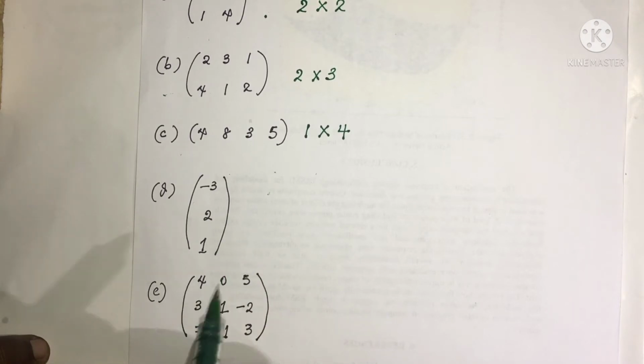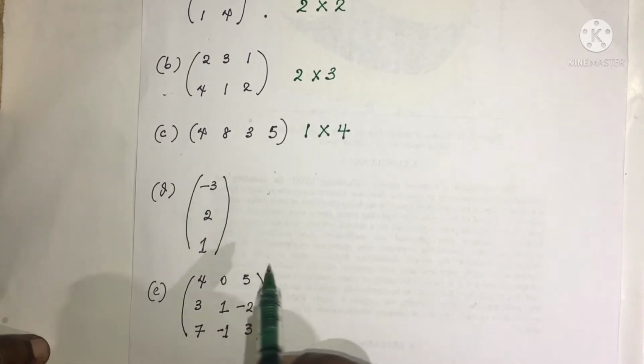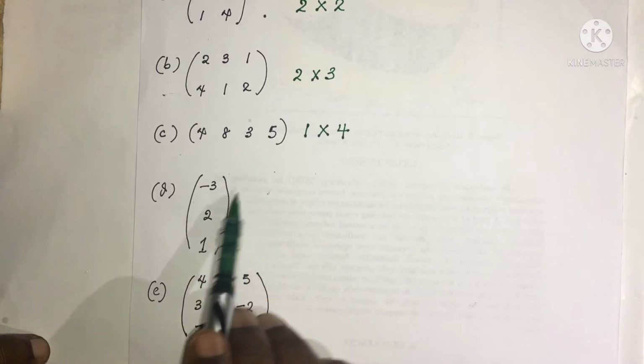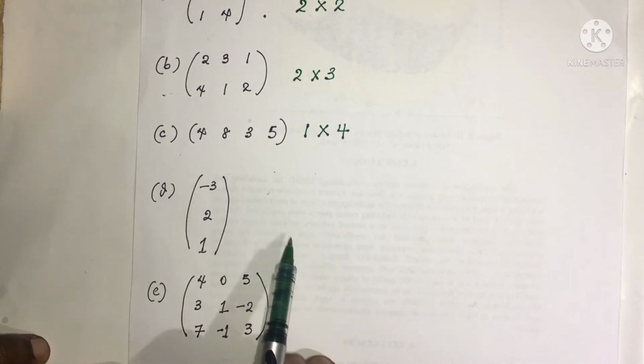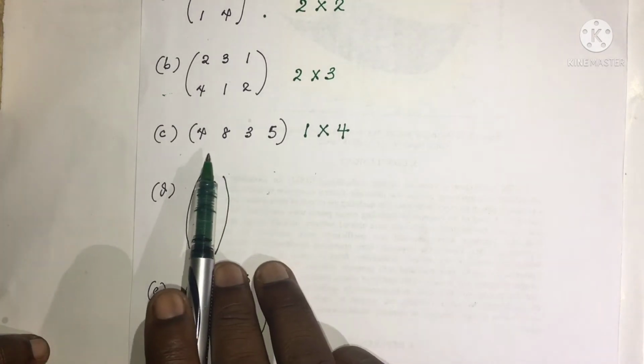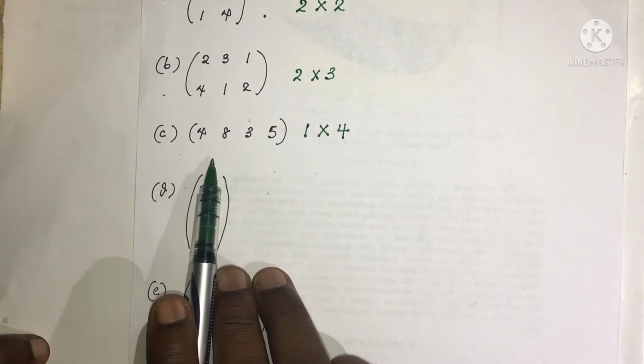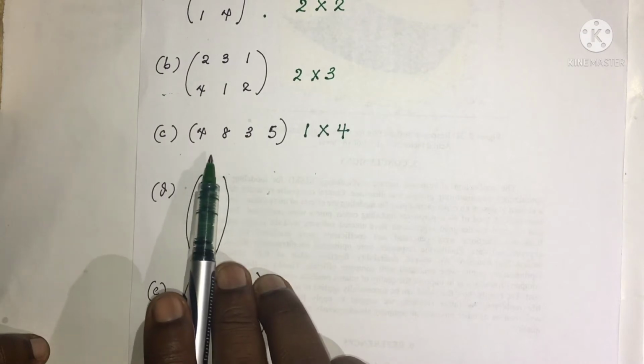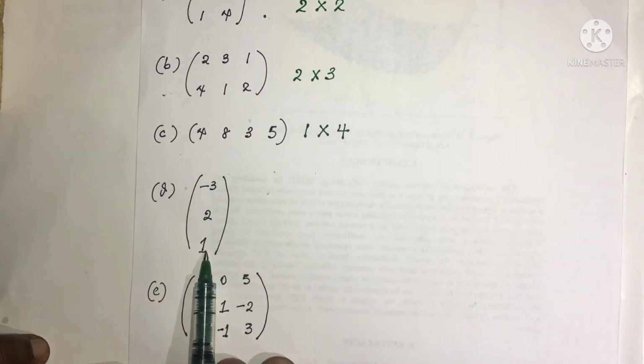And why is that so? It is simply because there are 3 rows, 1, 2, and 3, but just one column. So the name column vector comes from the fact that there is just one column, and the name column matrix also comes from the fact that there is just one column in this matrix.